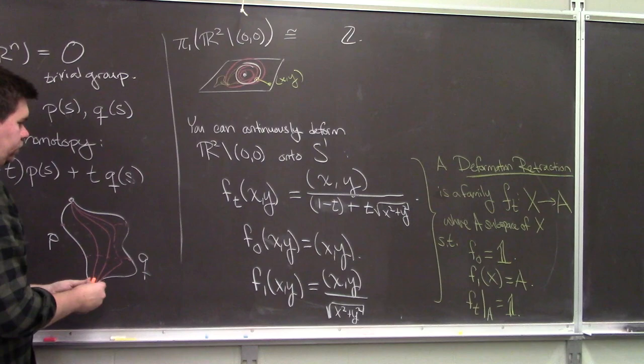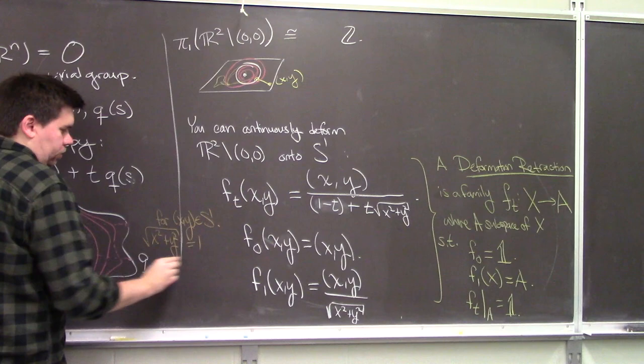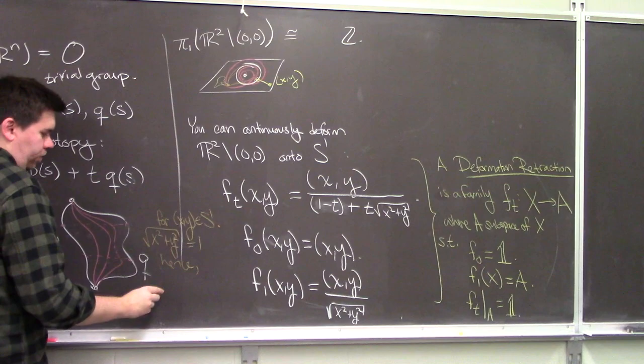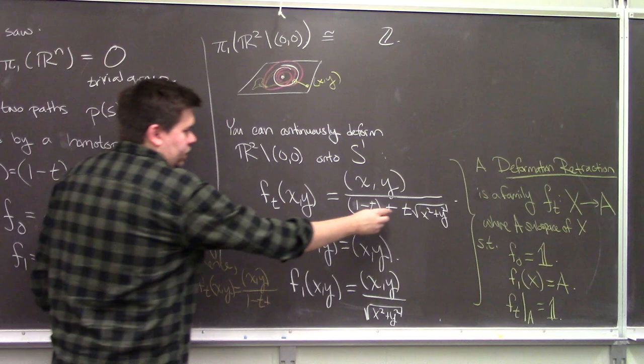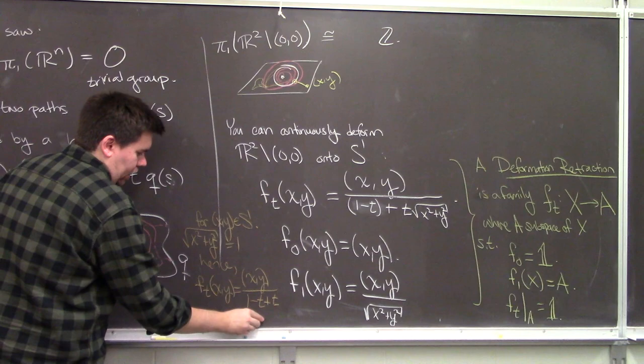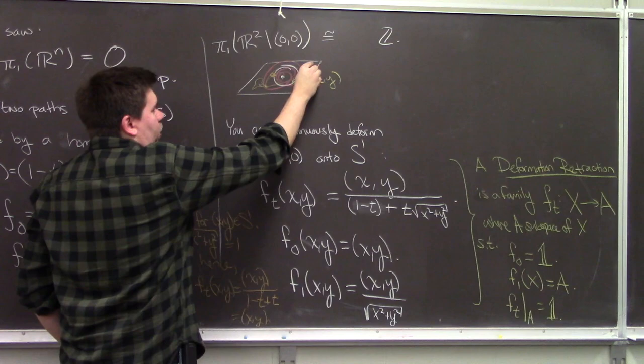So for a point on the unit circle, you have that the square root of x squared plus y squared is 1, right? Hence, for these nice special points, you get that f_t of (x, y) is just the point (x, y) divided by 1 minus t plus t times 1, so plus t, which is just (x, y). So this mapping leaves the unit circle fixed, and it pushes everything else onto it. Points on the unit circle just stay fixed there, while all these other points move onto the unit circle.